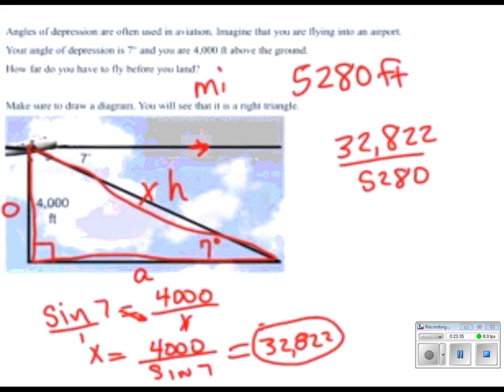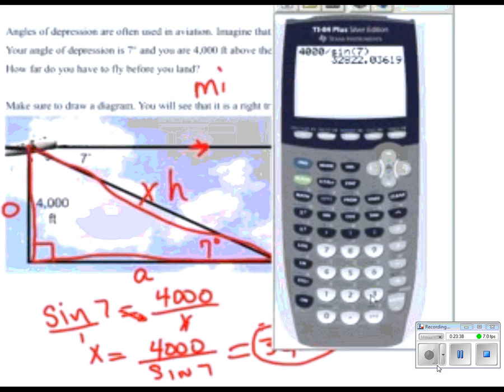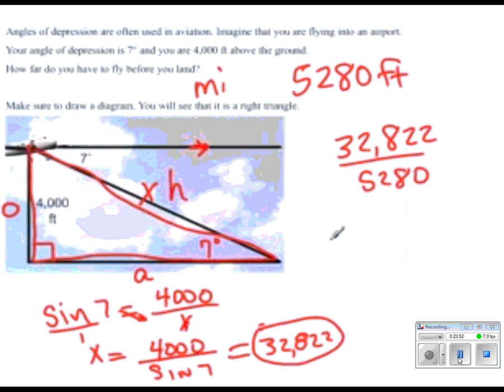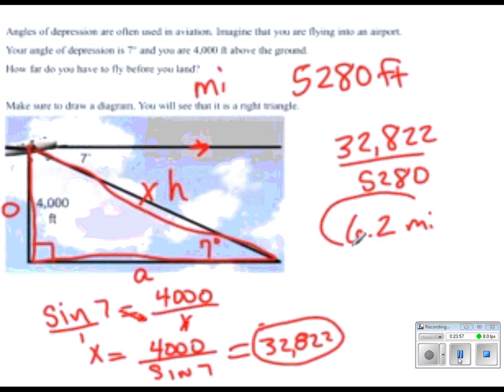So 32,822 divided by 5,280 feet. That tells us that we are approximately 6.2 miles away. We have an understanding of how far that is.